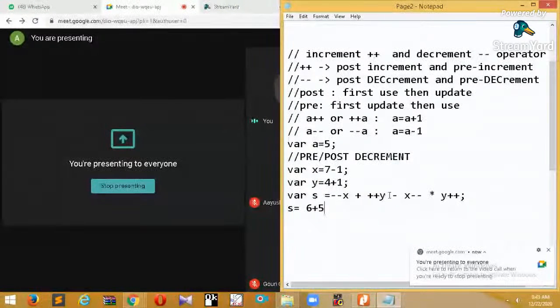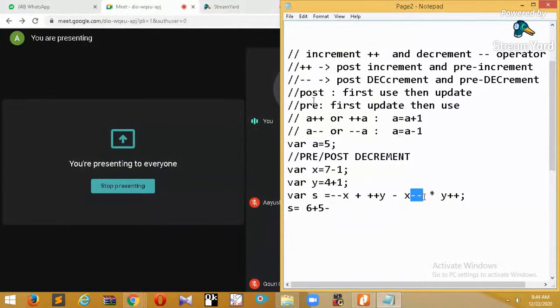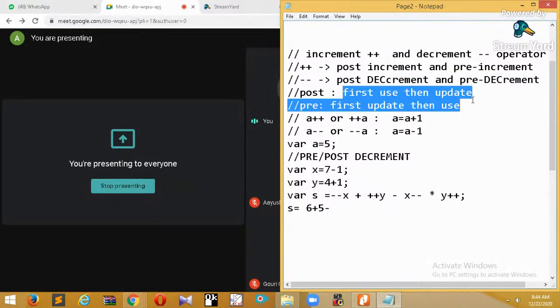Now again one arithmetic minus symbol is there, so I'm using the arithmetic minus. Now again x minus minus. From here you have to understand properly. Here it is given x minus minus. Which is coming first, the operator or the operand? The operand is coming first, that is x. After that the minus minus symbol is coming. So what does it mean? This is the post operation. So that means first use, then update.